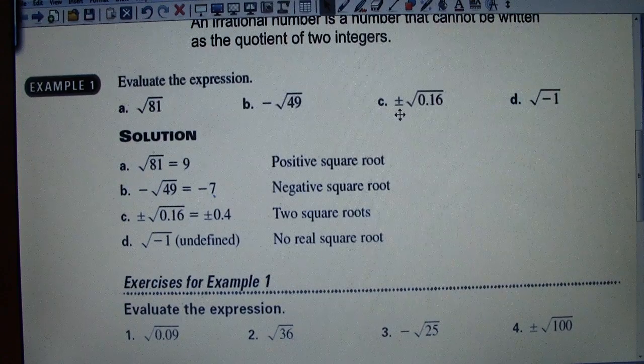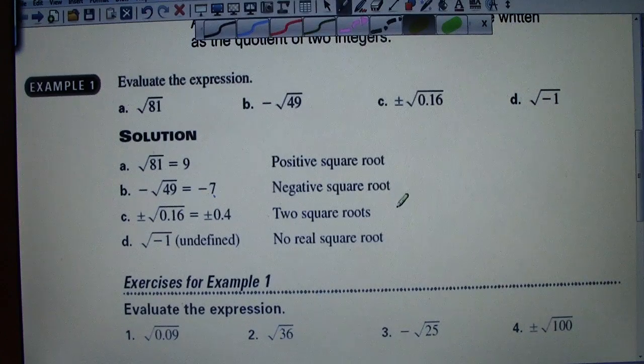Now look at C. We've got this new symbol here. It looks like a plus sign over a minus. And how we read that is the plus or minus square root of 16/100. So when I see plus or minus in front of the root, that's indicating give me both roots. Give me the primary root and give me the secondary root. Give me both the positive and the negative square roots. And you can either write it like they've shown, plus or minus 4/10, or you could put 4/10 and you could do negative 4/10 if you wanted to. Either way is fine.